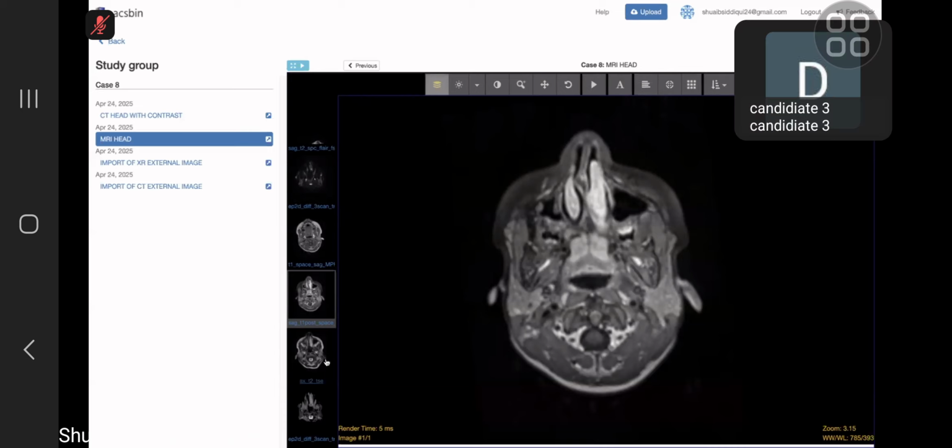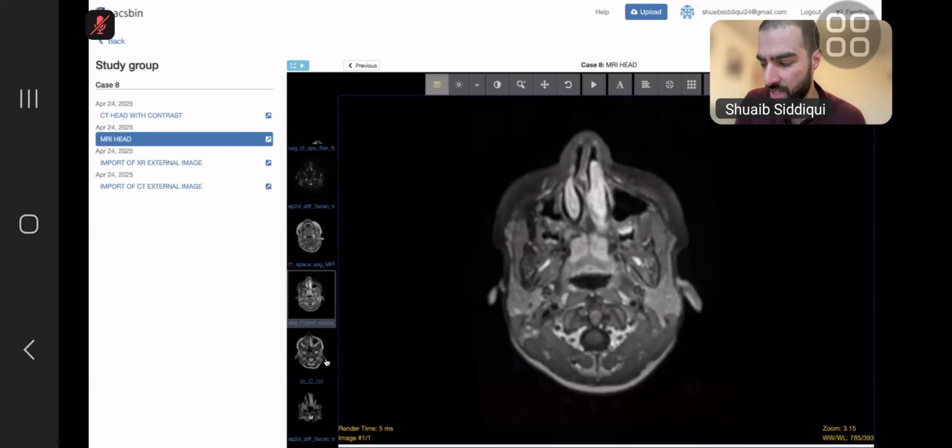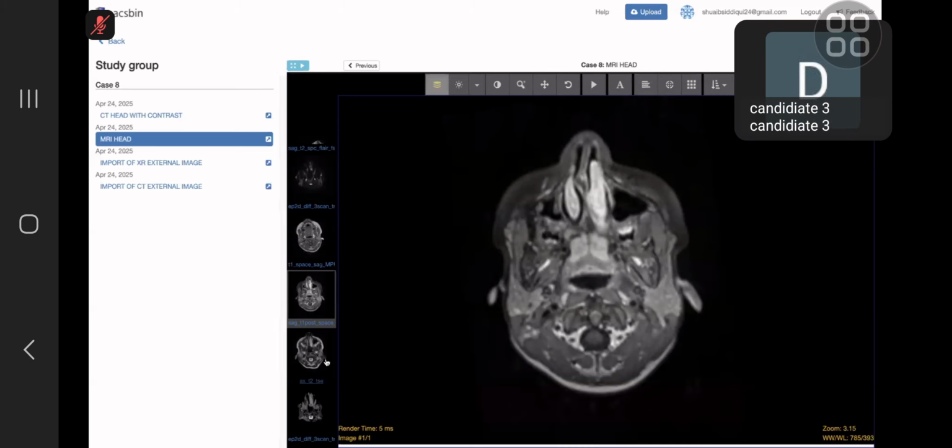Okay, the abscess will show restricted diffusion. However, the metastases mostly not. The abscess will be with a smooth wall, but the metastases could be with an irregular wall. At the same time, most of them will have edema, but maybe the metastases will have more edema than the abscess. Tell me about the restriction again. The abscess will show restricted diffusion and low ADC. However, the metastases mostly will not show like this.